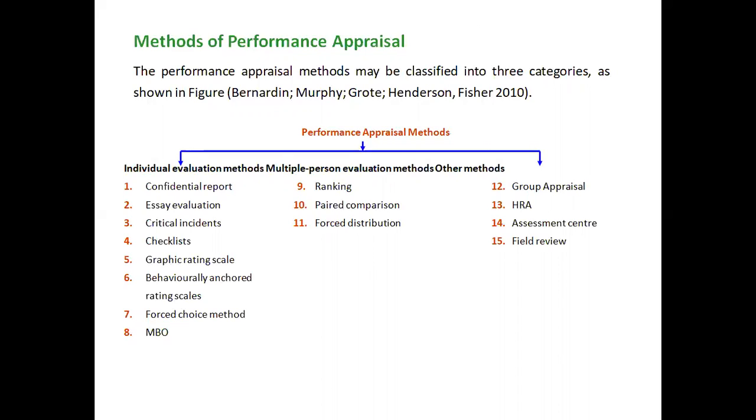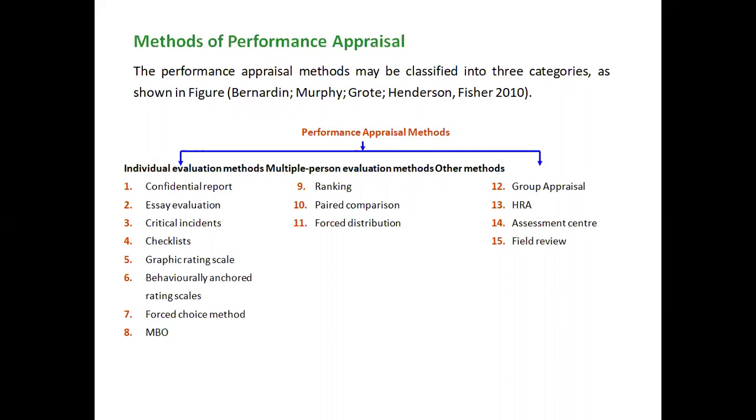Number one is the confidential report. Mostly it's used in government organizations. It is a descriptive process generally prepared at the end of every year by the employee's immediate supervisor. It reports the highlights, the strengths and weaknesses of the subordinate. The report is generally not made public, so there is no feedback available, though on request, these days it can be shown.